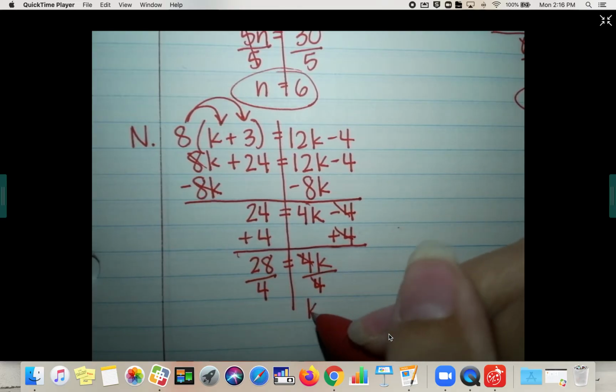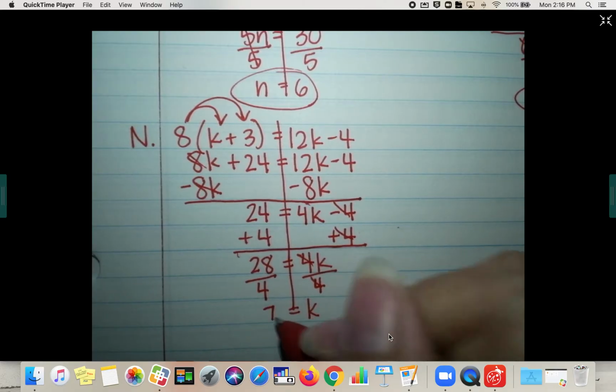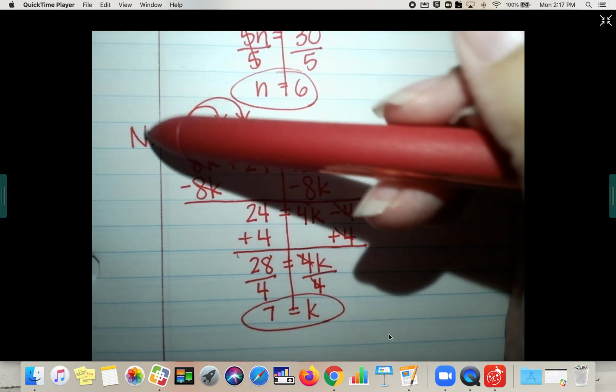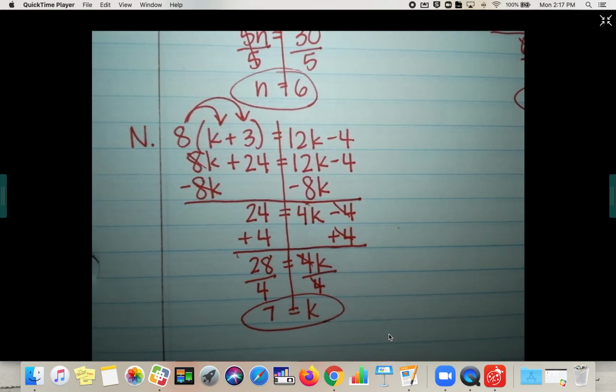Feel like I'm going really fast, so please slow down if you need to. 28 divided by 4 is 7. So if you want to, if you're feeling good about it, go put an N in all the places where there is a 7.